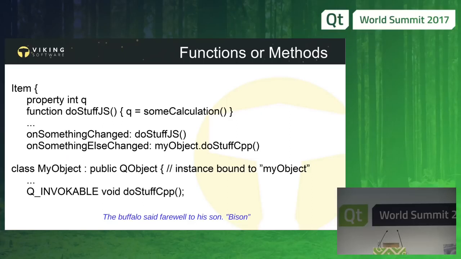So one thing that I show here, which I don't know why I'm on the same slide, but okay. We have a property Q here, and here I show what happens when you want to be in the slot that says my Q was changed. So that is, no, that's on something change, do stuff, JS. Okay, so that's the reason I'm confused here. So here we have a JavaScript method. It could have been on Q changed, do stuff, on something else changed, do the C++ stuff. Yeah, whatever.